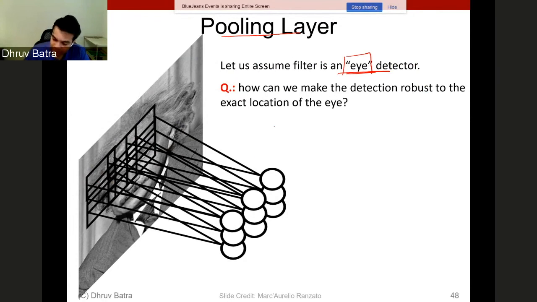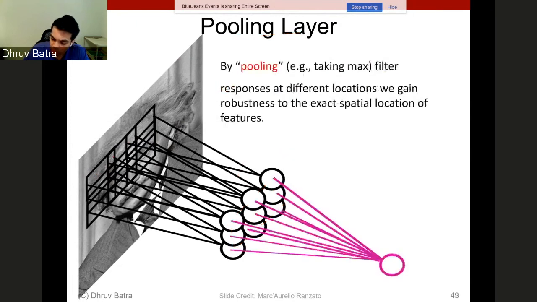So let's say the particular weights W at this point correspond to trying to detect eyes. This is H^L, the layer producing these activations. What we want is some sort of robustness. It shouldn't matter exactly where the eye fires in this general neighborhood. And the way to do that is to pool the responses, for example, taking the max, taking the average, or any other operation at different locations, and this gives us robustness to the exact spatial location of the features.